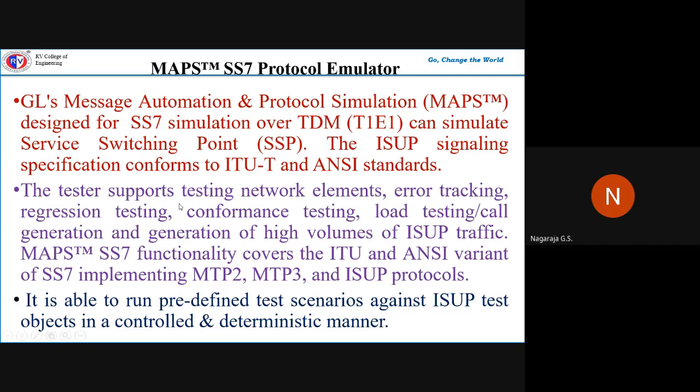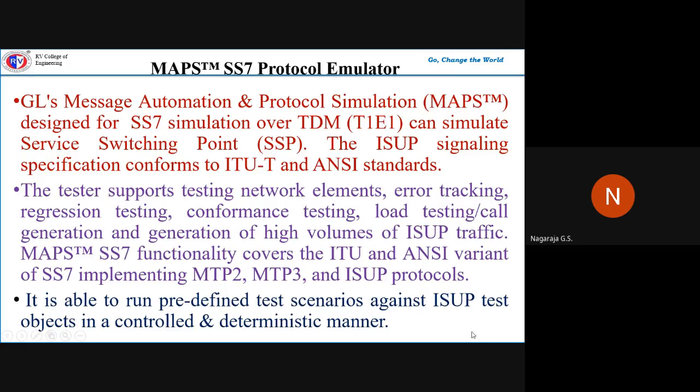Then the tester supports testing network elements, error tracking, regression testing, conformance testing, load testing, call generation, and generation of high volumes of ISUP traffic. Then MAPS TM SS7 functionality covers the ITU and ANSI variant of SS7, implementing MTP2, MTP3, and ISUP protocols. It is able to run predefined test scenarios against ISUP test objects in a controlled and deterministic manner.